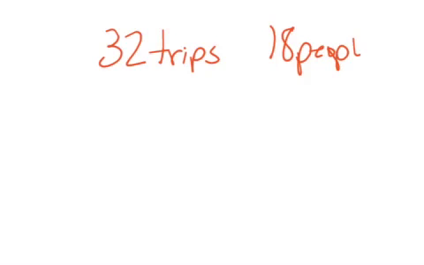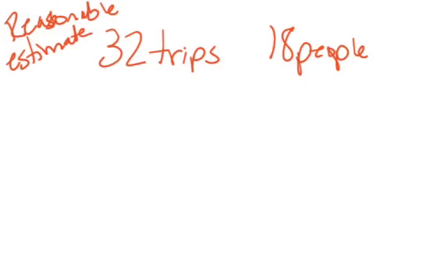A tour boat makes 32 trips around the lake each day. The boat can hold 18 people, so I have 32 trips. And the boat can hold 18 people for each trip. What is a reasonable estimate? Okay, there's my reasonable estimate word again. Reasonable estimate of the number of people who can tour the lake on the boat each day.